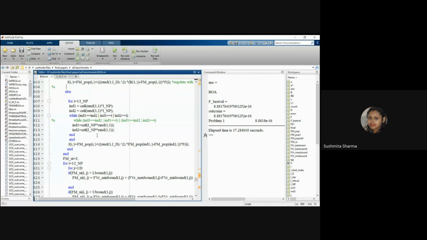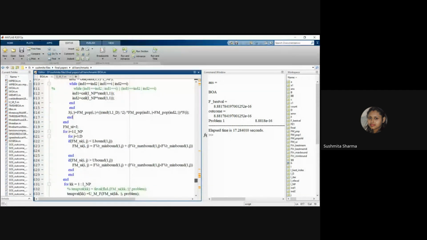So I need xi. For exploitation, other than xi, I need two others, xj and xk. That's why I am randomly taking two other populations, ind1 and ind2, and employing all these things in my exploitation phase. Finally, this looping will be executed for all the population until the total number of iterations.